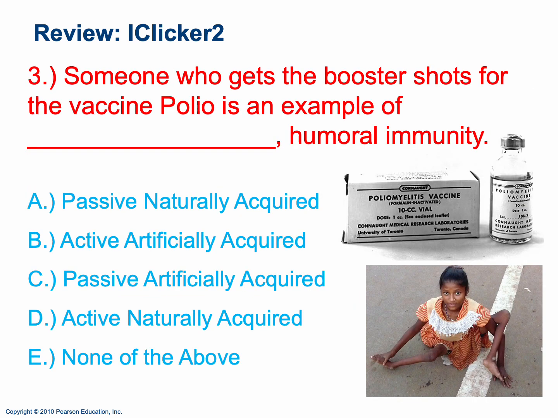Number 3 for review. Someone who gets the booster shots for the vaccine polio is an example of blank humoral immunity. So what would be the correct answer for this question here? Okay, and the correct answer here, I would go with active, artificially acquired humoral immunity. So that would be choice letter B. So choice letter B would be the correct answer here.